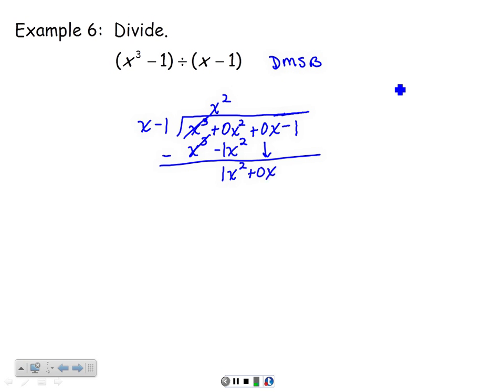Okay, let's divide one more time. So we'll have x squared divided by x, which is x.